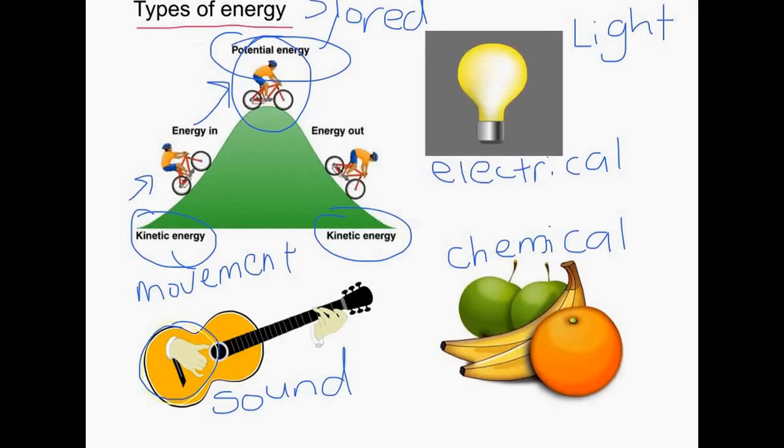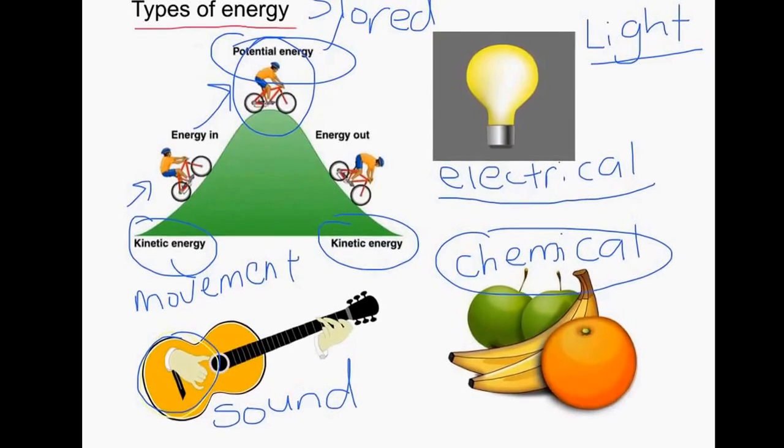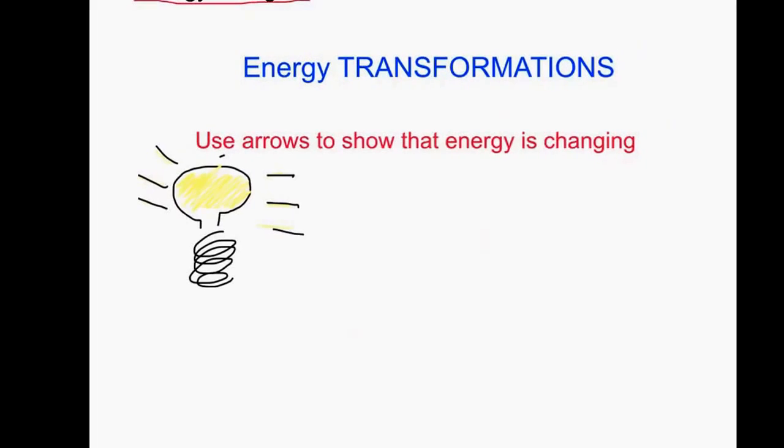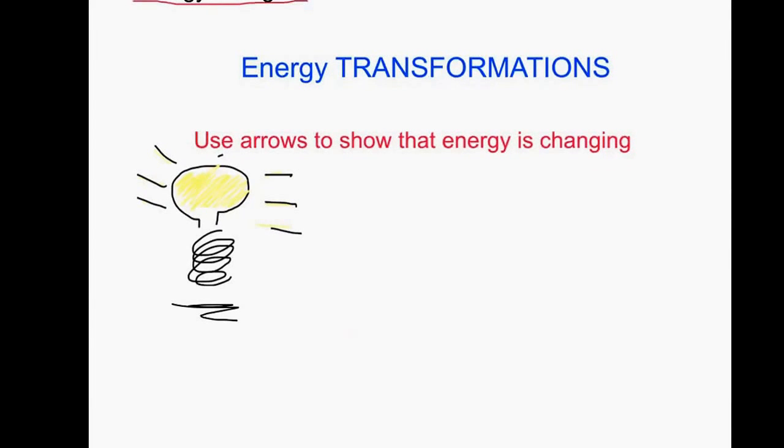So what we're going to do in this lesson is look at how one type of energy can change into another. So for example, if we look at the light bulb, how does electrical energy turn into light energy? Or how do we use chemical energy to allow us to run and work, etc. What we mean is, for example, that this light bulb is changing electrical energy to light energy. It is not making light energy. The only reason why that light energy is there is because the electrical energy is changing into light energy.